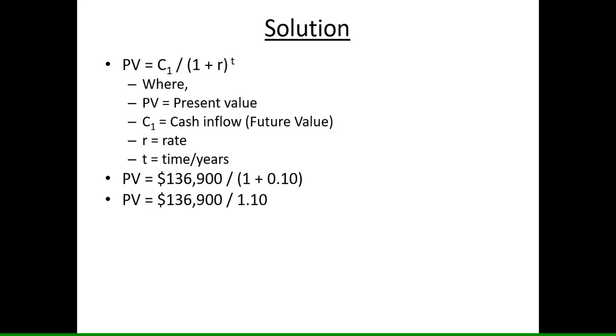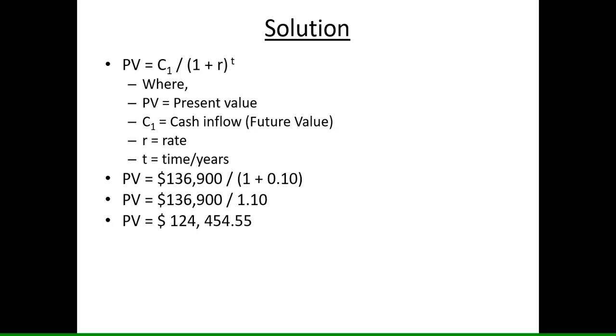What is C1 here? After 1 year, how much will the value be? $136,900, with a rate of interest of how much? 0.10. Hence, the formula will be C1 = 136,900 divided by (1 plus 0.10) to the power T. This T is 1. The result will be $124,454.55, which is the present value.